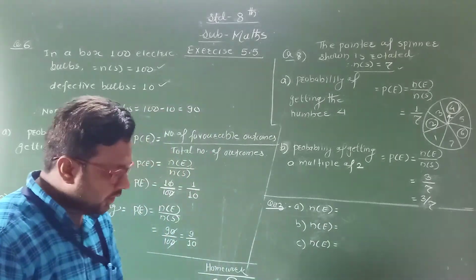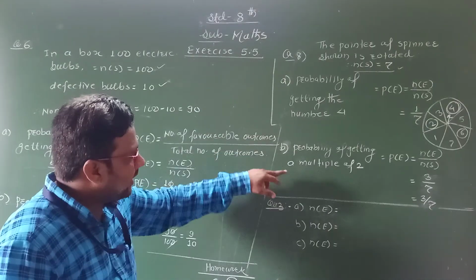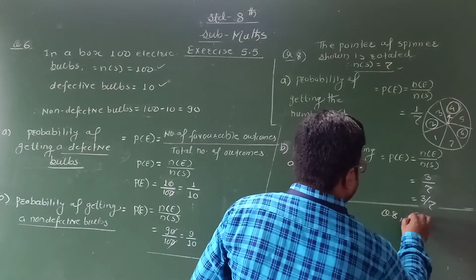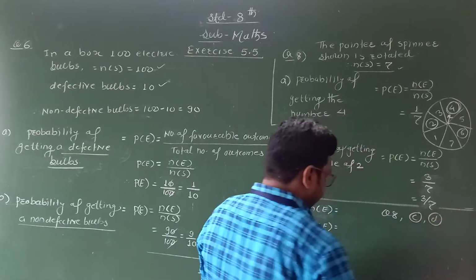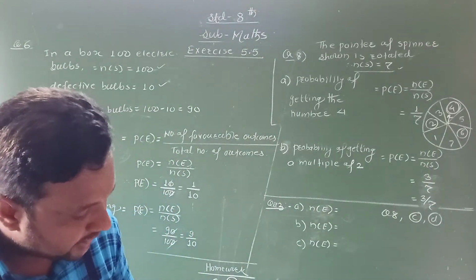Your homework is question number 7, sorry, question number 8. Which example? Example C and example D. Okay. Now see, question number 2 is given. Now what is question number 2?